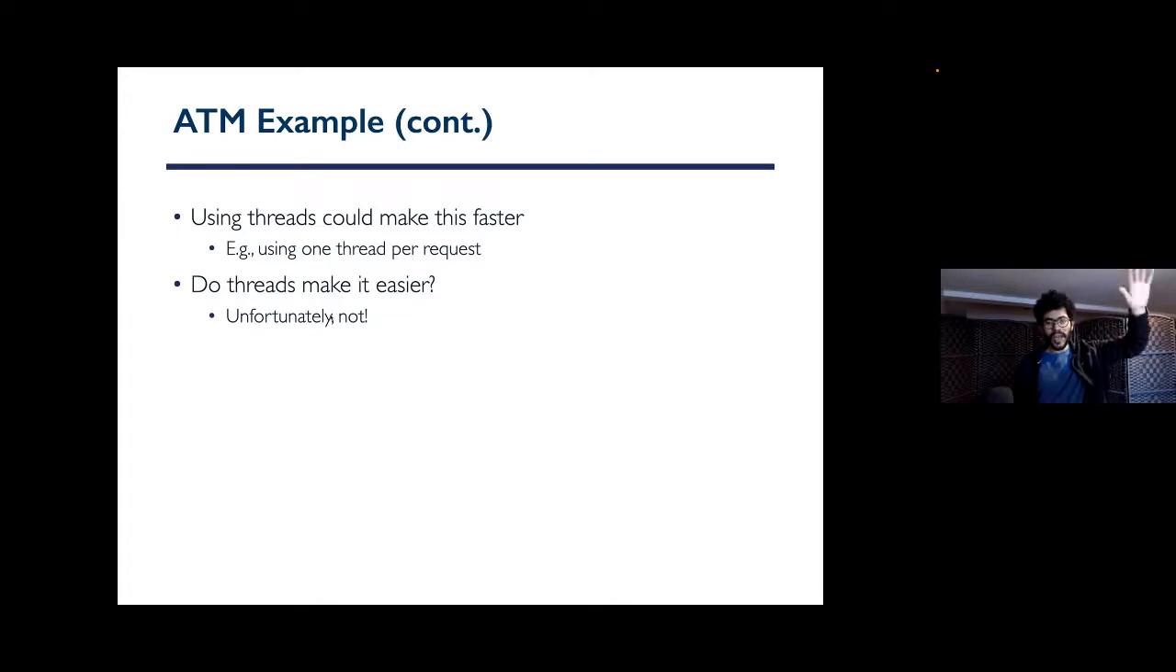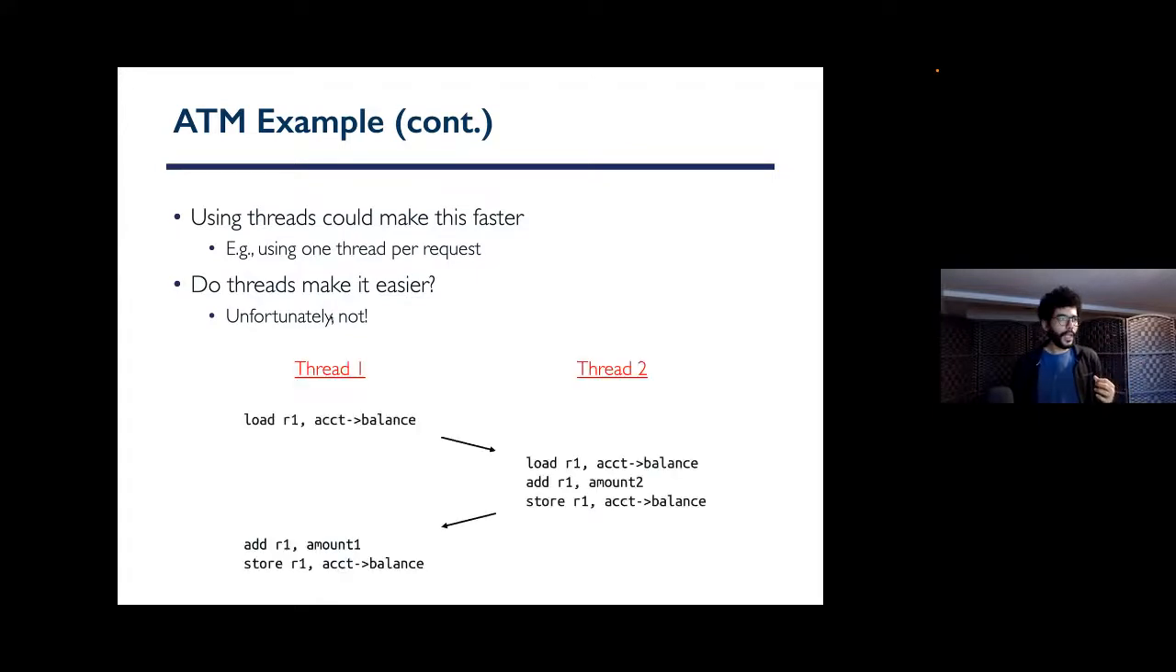This is definitely faster than sequentially doing requests, because now if we have a multi-processor system, or maybe a bunch of servers, we can run thousands or hundreds of thousands of threads at the same time, all of them doing operations on the database. But it makes it faster, does it make it easier? Could there be a problem with this?